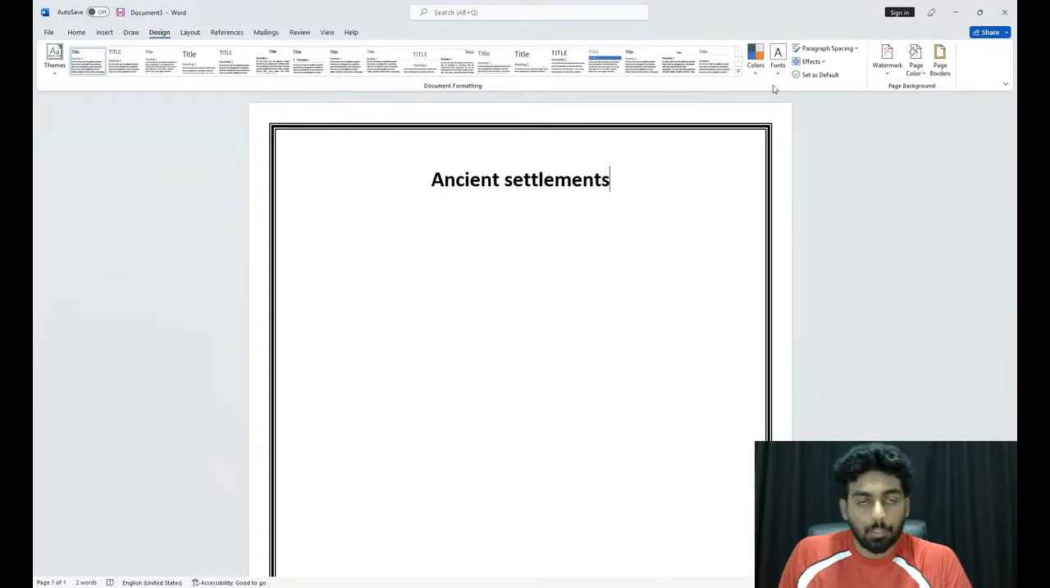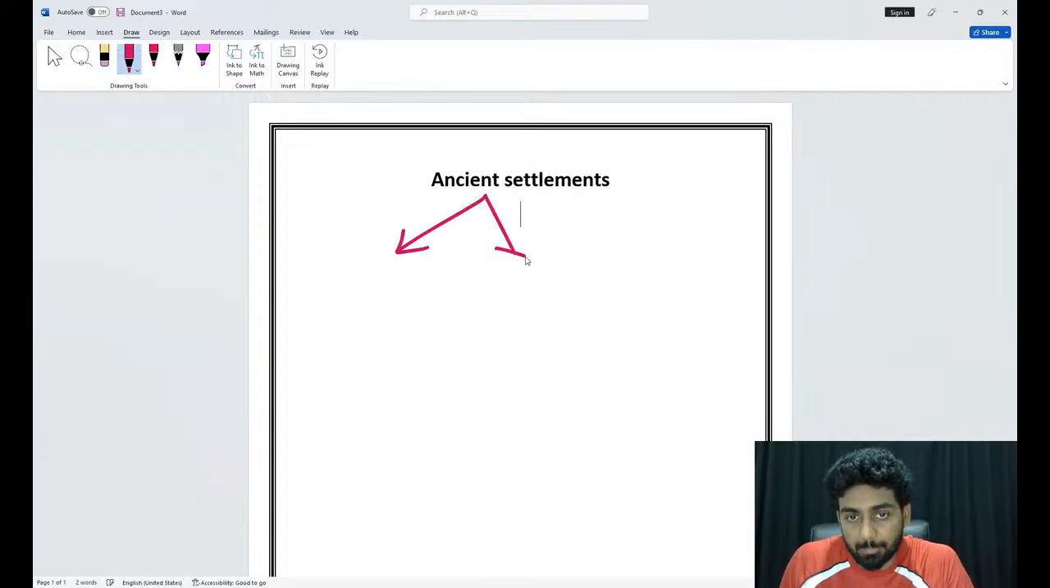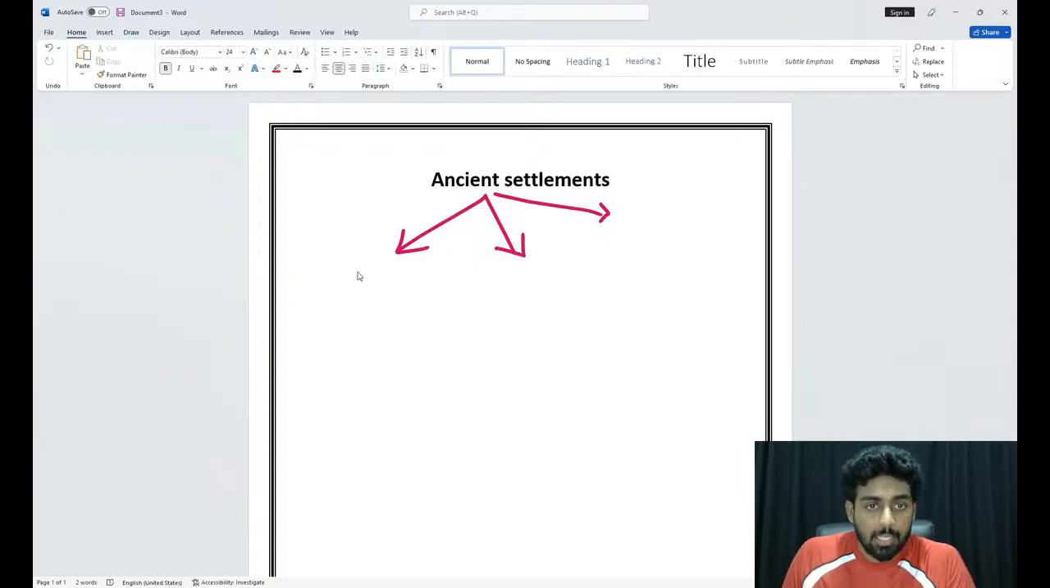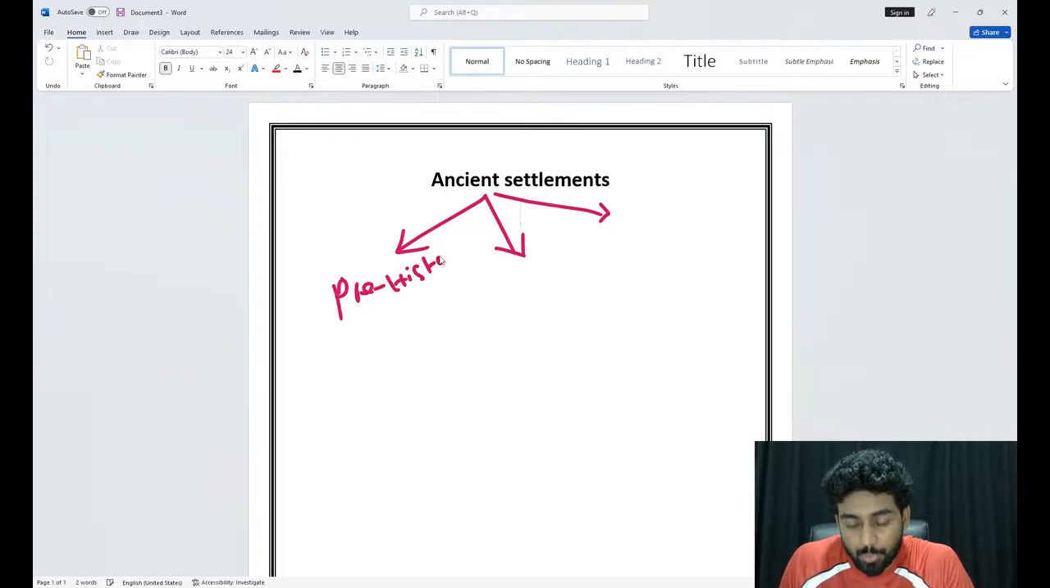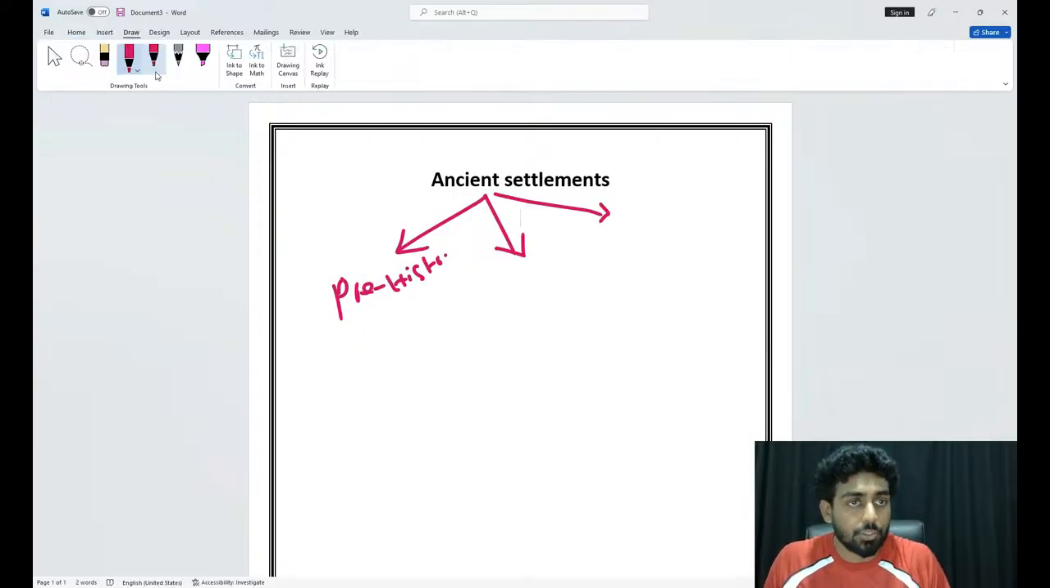Now, ancient settlements. We all know, Buddha, the time period of ancient settlement we can divide into 3 parts. Ancient settlements can be studied under 3 main eras. First one we can say is the prehistoric era. Second one we call the proto-historic era. Third one is the early historic era.